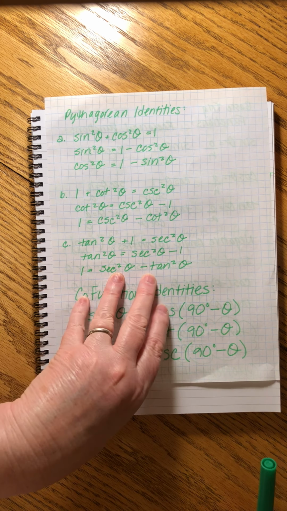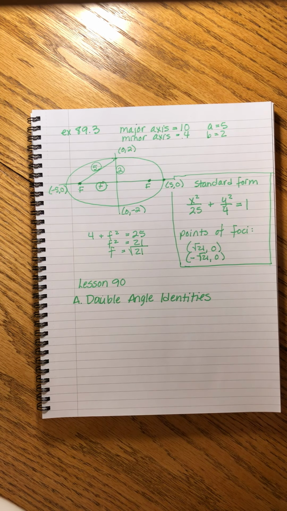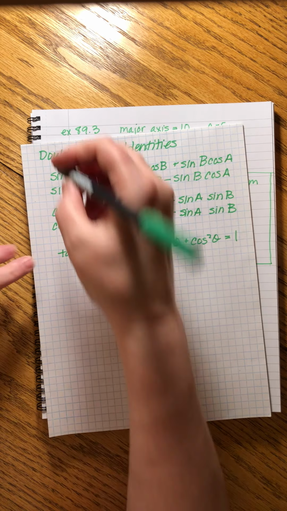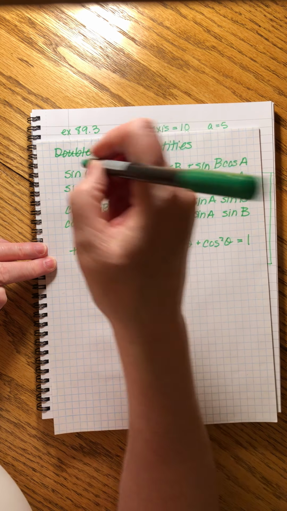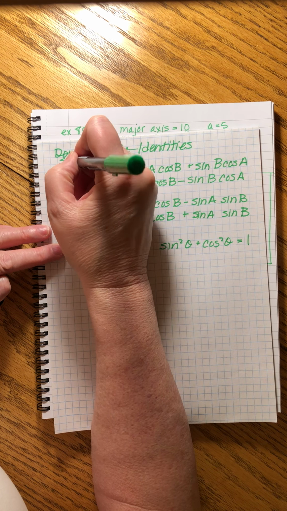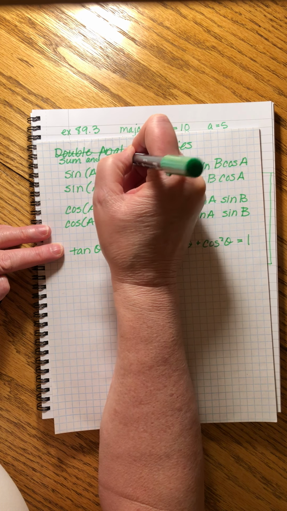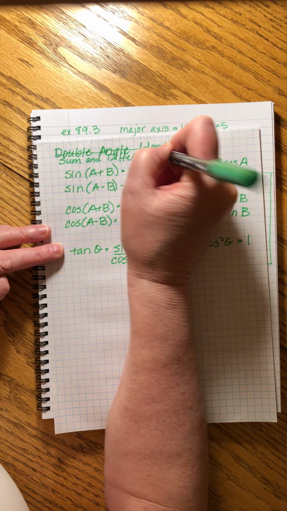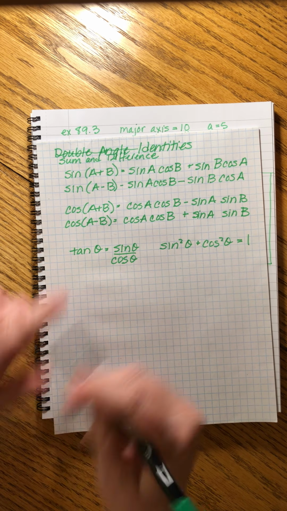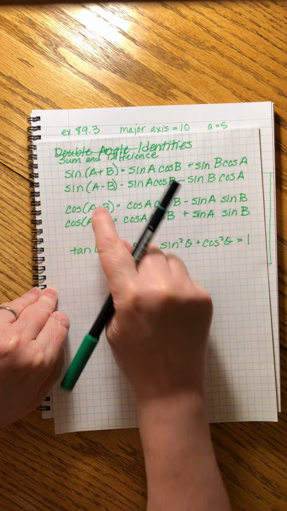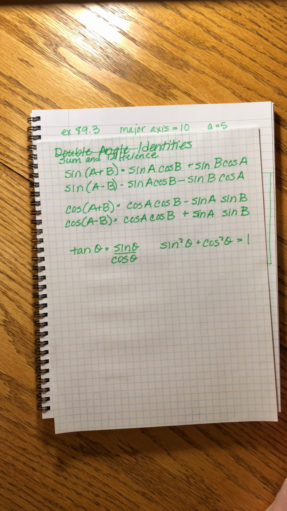It's because there's this complementary relationship between them. Okay, all of that is old news. Recently, we tackled what we call, oh, I put the wrong name on here. These are not called double angle identities. These are called sum and difference identities. They have to do with adding or subtracting two sines or two cosines, okay?